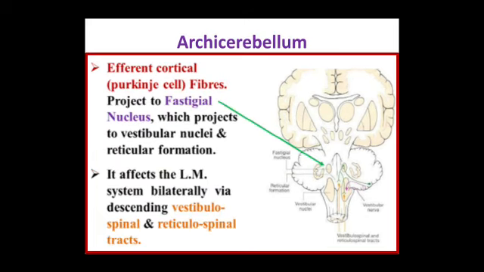Efferent cortical fibers, that's the Purkinje fibers, project to the fastigial nucleus, which projects to the vestibular nuclei and reticular formation. It affects the lower motor system bilaterally via descending vestibulospinal and reticulospinal tracts.